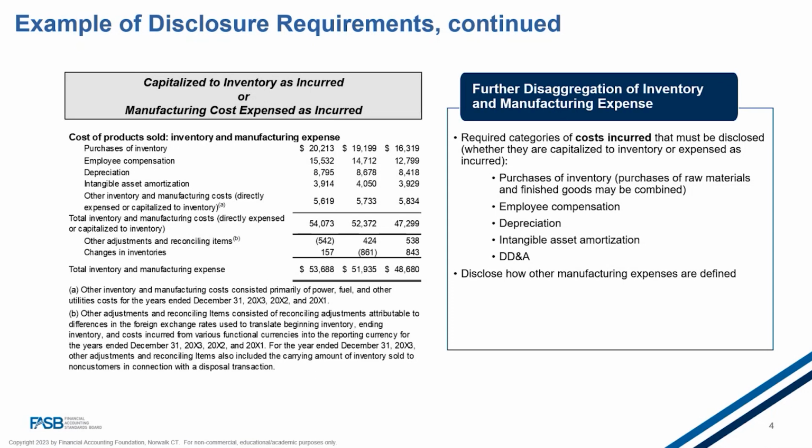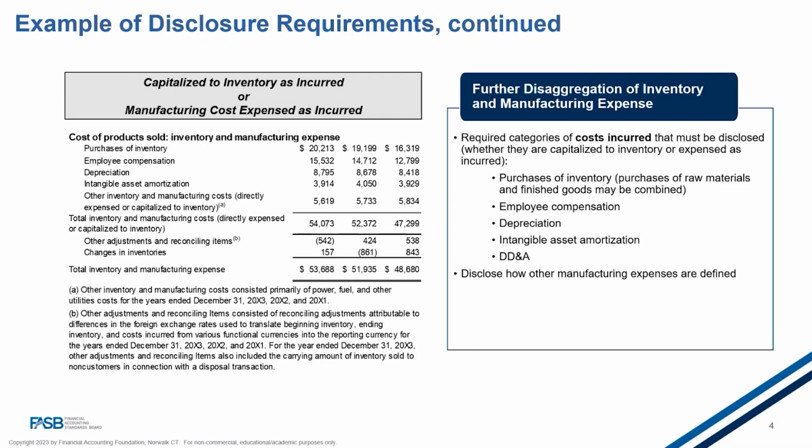What's key here is that the amounts disaggregated from inventory and manufacturing expense represent costs incurred in the current period. This means items like current period labor costs and amounts incurred to purchase inventory, including any raw materials, would be disclosed in the period the company incurs those costs, as opposed to in the period the company sells the inventory.